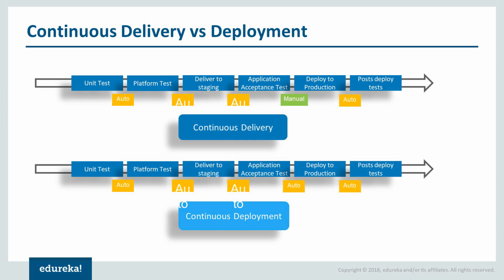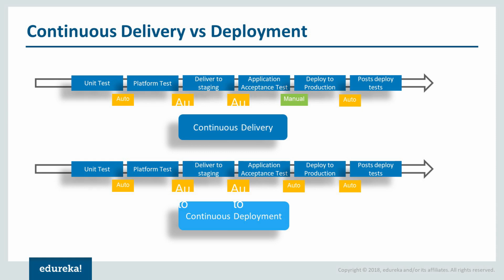If you see the first and the second pipeline, we have steps like unit testing, platform test, delivery to staging, application acceptance test, deploy to prod, and then post-deploy test. All these steps are exactly the same. The only difference between pipeline 1 and pipeline 2 is the deploy to production step, which is the second last step. And this is what is manual in the case of continuous delivery.